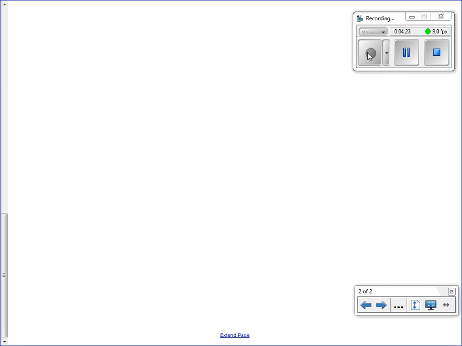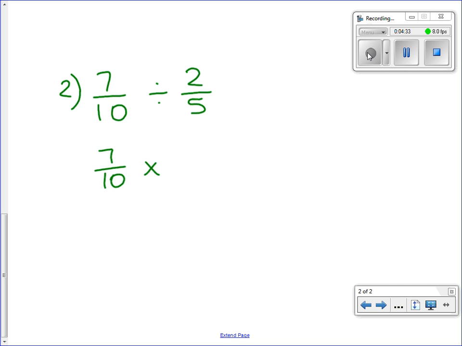Number 2, on division, we have 7/10 divided by 2/5. We want to keep, switch, flip. 5 and 10 can both be divided by 5. So let's make this a 1, and 10 divided by 5 is 2. Nothing else can cross cancel, so I get 7 times 1 is 7. 2 times 2 is 4.